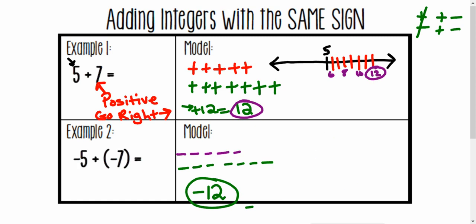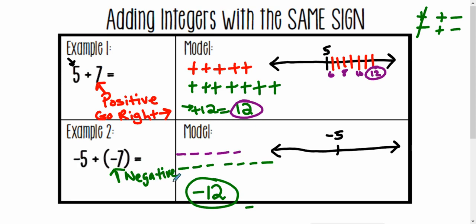Then we can make the number line and do the same thing we did before, except this time my number in the middle is going to be a negative 5. We are adding a negative 7 to it. It's negative this time. So which direction are we going to go? We're going to go left.